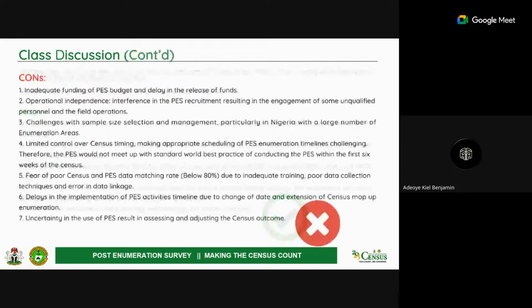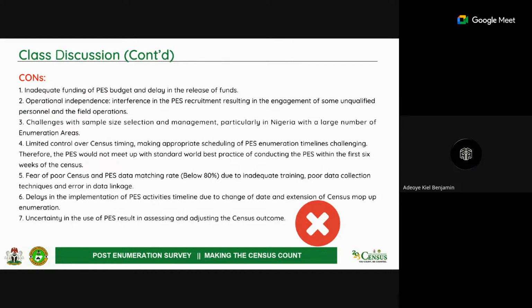So what are the cons? Why we think that we may not be able to do an effective PES: inadequate funding of the PES budget and delayed release of funds. There is also a lack of operational independence; if there is interference in the engagement of some qualified personnel for field operations, it can affect the outcome of the PES.